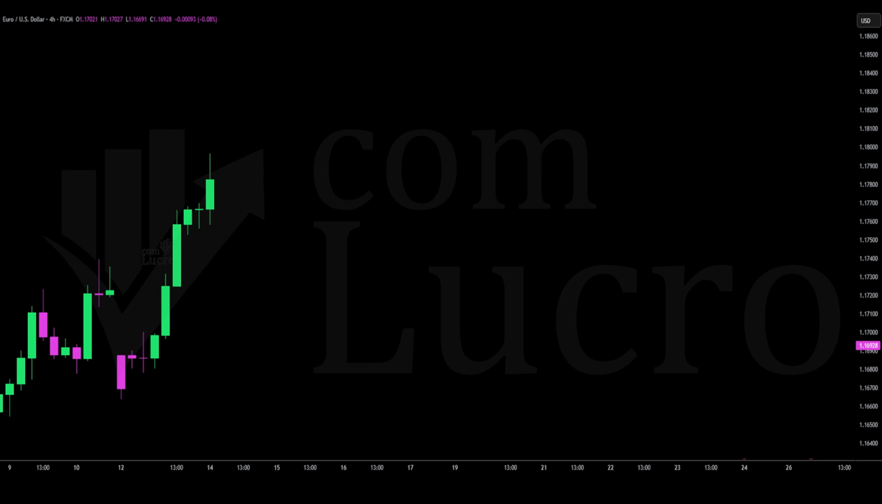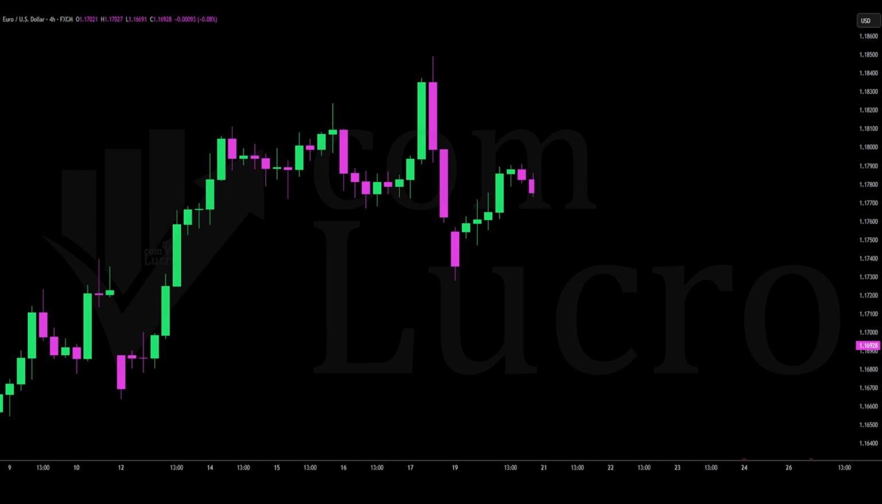In this example, we will be using the Euro-USD pair in the forex market, analyzing both the 4-hour and 1-hour time frames throughout the entire setup. Let's begin by opening the 4-hour chart to identify the key zones and understand the broader market context.